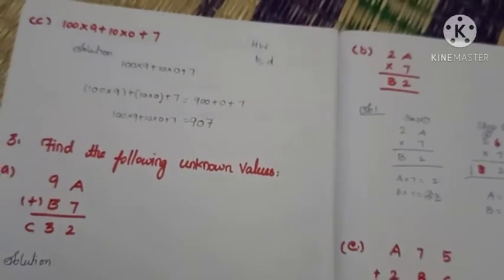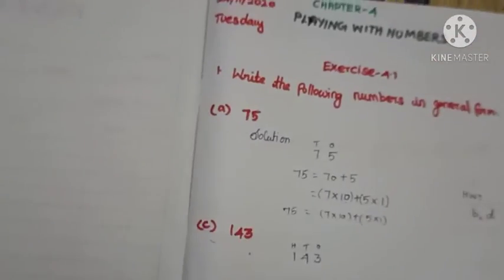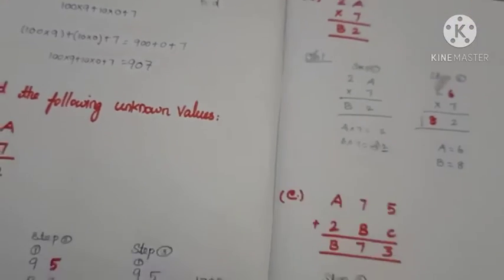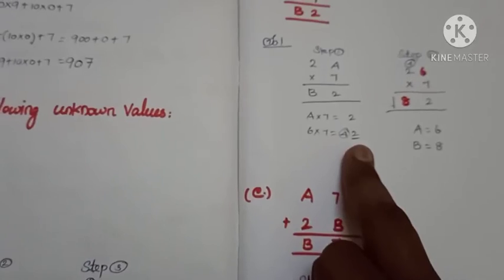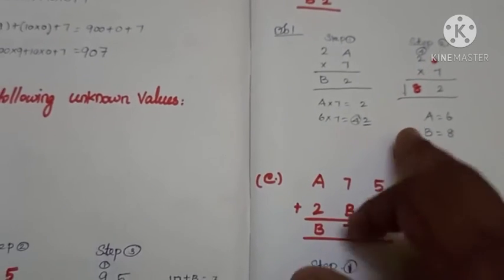Okay, children, I hope you understand the steps of how to write the general form and standard form and how to find the alphanumerals through addition and multiplication. If you have any doubt, you clarify with me in a live session.